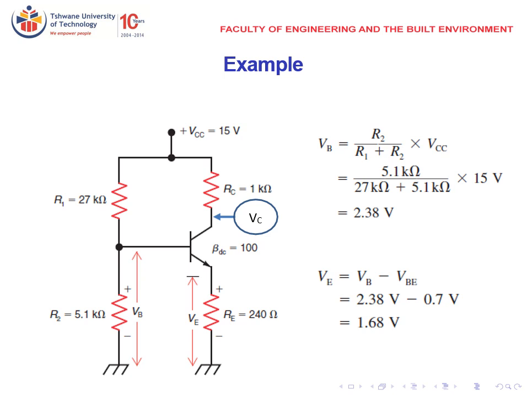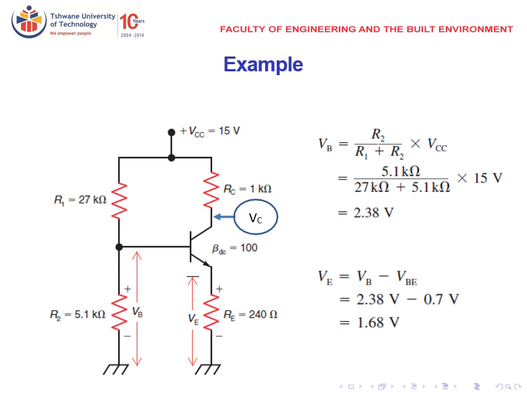So you can calculate the base voltage, which is the base to ground. It would be equal to the voltage across resistor R2. So using the voltage divider, VB will be equal to R2 over R1 plus R2 times the total voltage VCC. So in this case, the voltage across resistor 2 is equal to 2.38 volts, which is our VB.